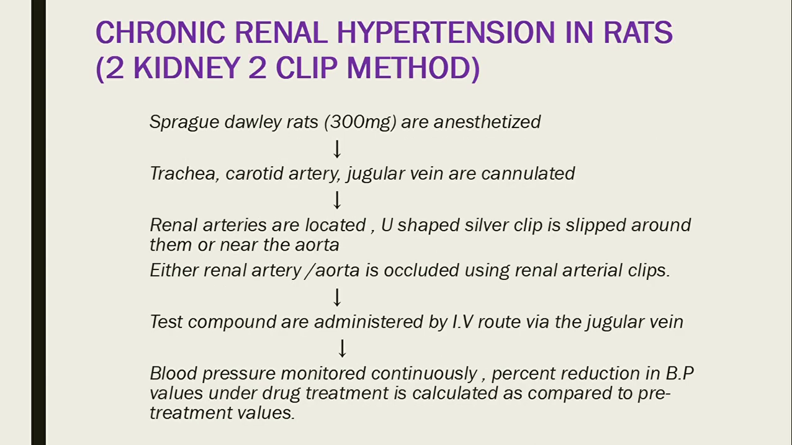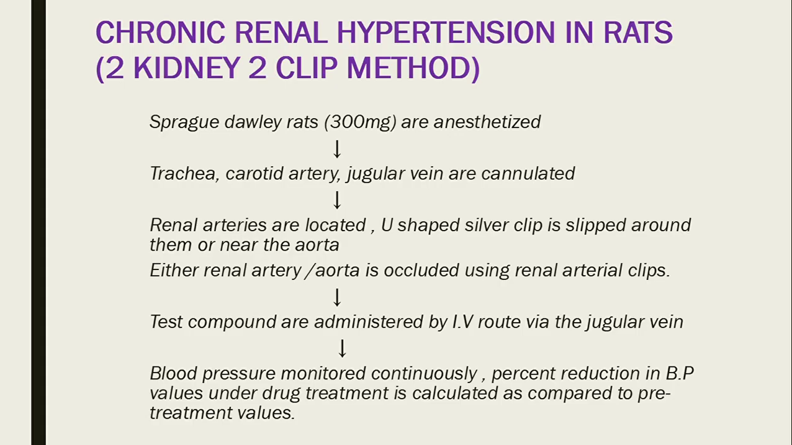Then coming to another method, that is chronic renal hypertension in rats, the 2 kidney 2 clip method. Sprague-Dawley rats of 300 mg are anesthetized, the trachea, carotid artery, and jugular vein are cannulated, the renal arteries are located, and a U-shaped silver clip is slipped around them or near the aorta. Either renal artery or the aorta is occluded using renal arterial clips.